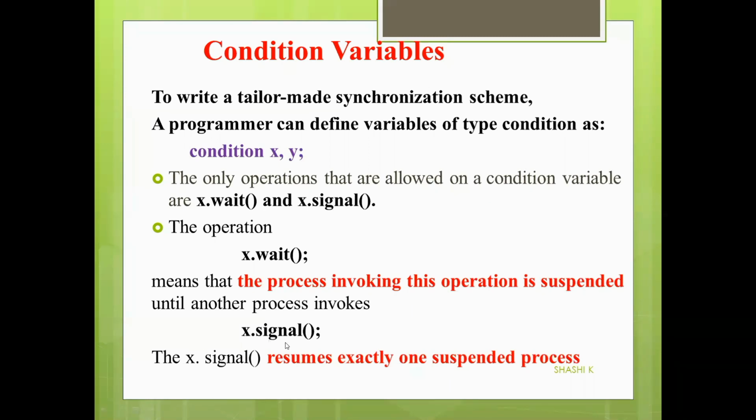Whenever a process executes X dot signal of, it will resume the execution of one suspended process. I'm talking about condition variables. Here X and Y are defined as condition variables. Normally in semaphores, wait of will reduce the value of the semaphore by 1 and signal of will increase the value by 1. But in condition variables of monitors, X dot wait of will block the process which is invoking it, suspending its execution, and X dot signal of will resume the execution of one suspended process.